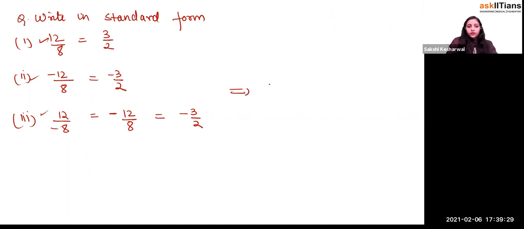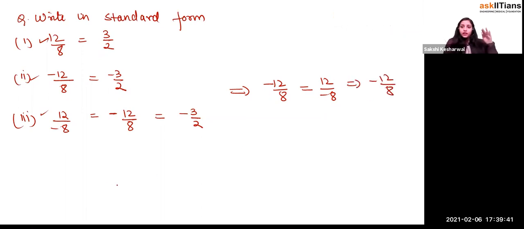So we see over here, either we write minus 12 by 8 or 12 upon minus 8, both of them are the same. It means this can be written as minus 12 by 8. You just transpose the negative sign to the top, right?